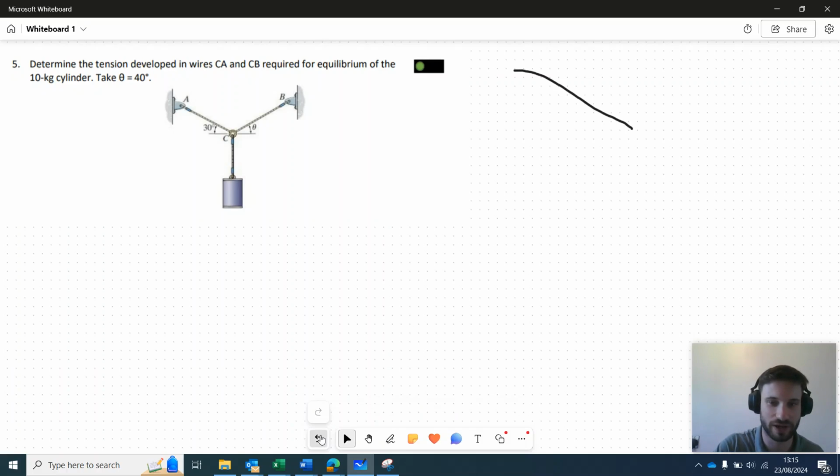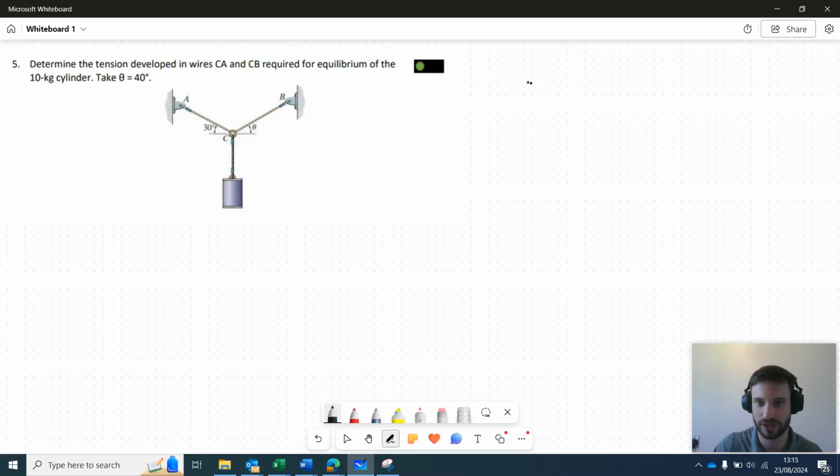I like it when Microsoft Whiteboard gives me a nice straight line. It automatically gives me a nice straight line. Sometimes it does it, sometimes it doesn't. There we go.